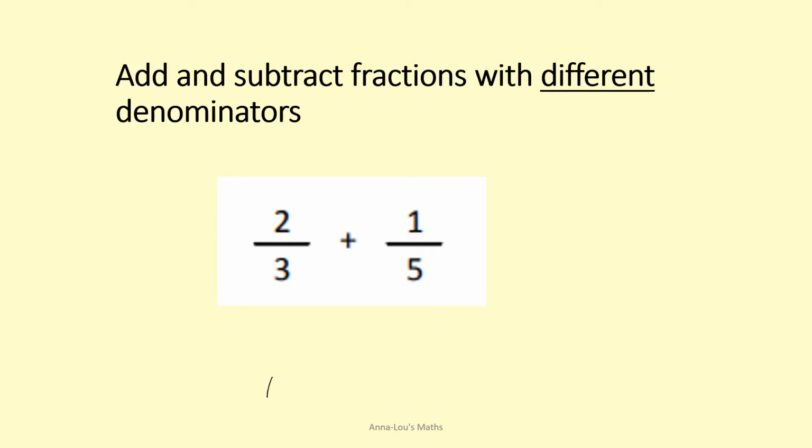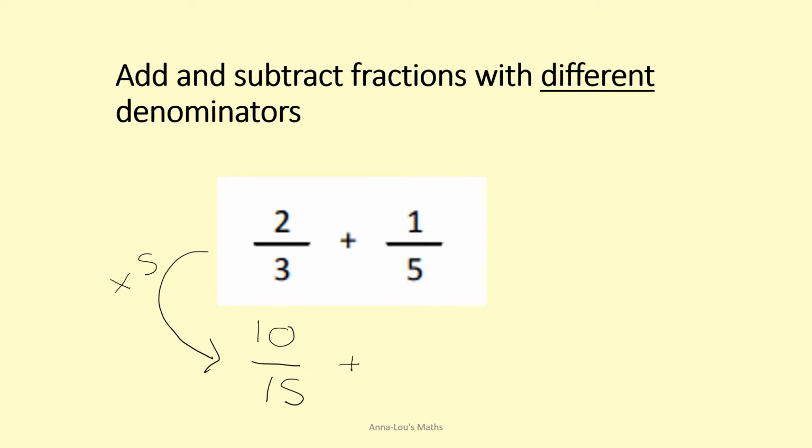So 2/3, let's make that into 15ths. When making equivalent fractions, whatever I've done to the denominator, I need to do exactly the same to the numerator. So to get 3 to be a 15, I've multiplied it by 5. So I do the same to the top. 2 times 5 is 10. So 2/3 is equivalent to 10/15ths.